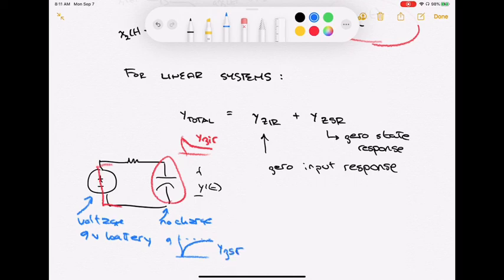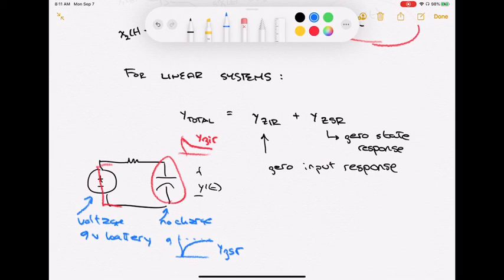When we talk about the state of a system, we're talking about internally stored energy, at least at the initial starting point. So if it's zero state, it means there is no energy in it. The zero input means there was no input on it. So there are two sources of energy that can generate an output: energy that was already in the system or energy that is applied to the system.